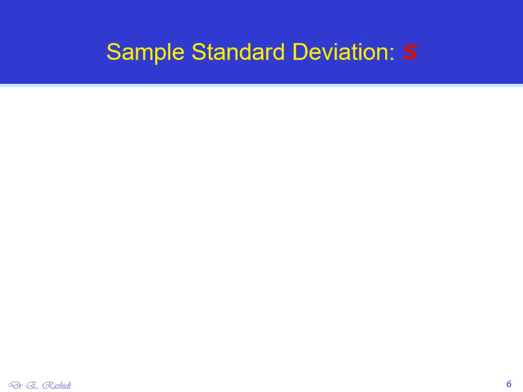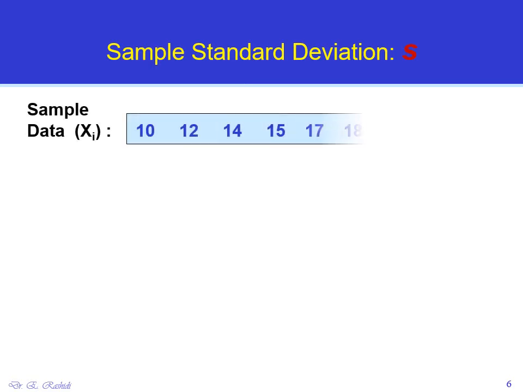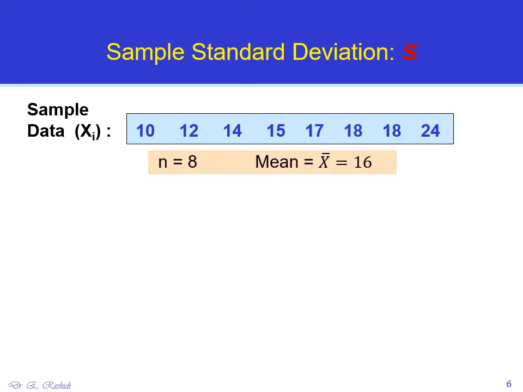Sample standard deviation, which we show by small s. Let's take a look at an example here. We have this set of data: 10, 12, 14, 15, 17, 18, 18, and 24. We have 8 data points here, right? The average is 16. We need to pay attention that it says sample of data.